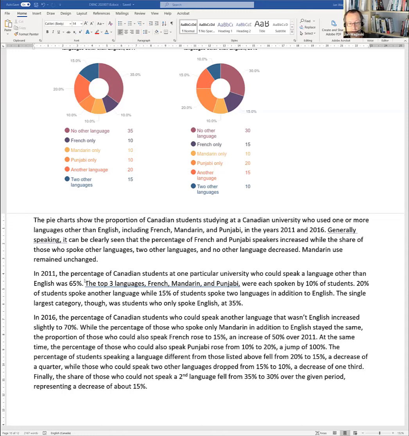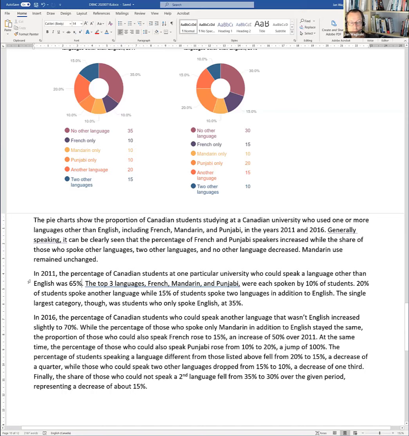Okay, so that's how this one starts off. The body paragraph starts with a general statement, and it's just the reverse of no other language, because the graph focuses not on those who don't speak any other language. It focuses on people who do know other languages. That's the purpose of the graph. So I just flipped that around from 35 to 65.